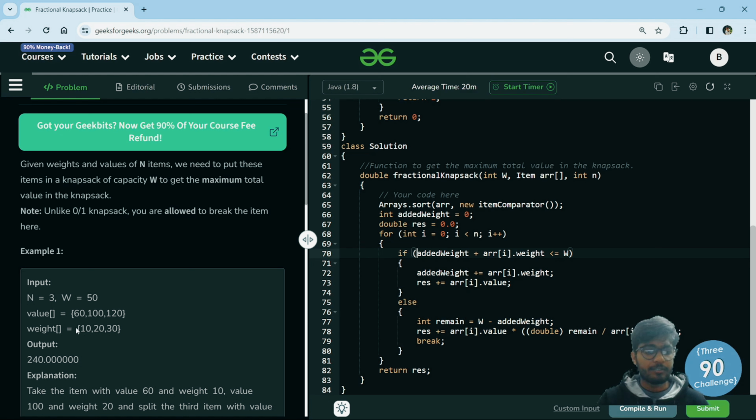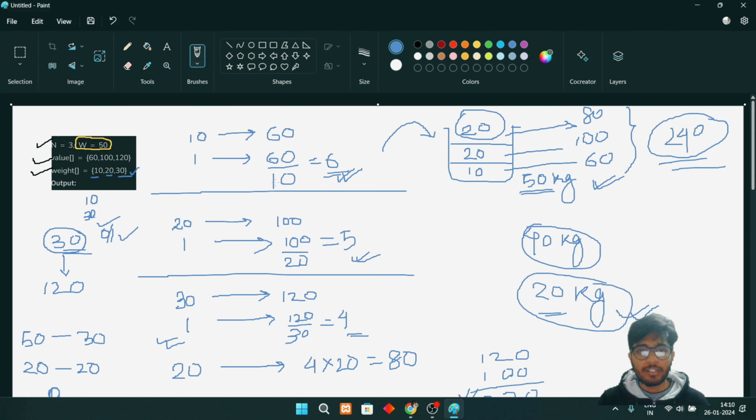So for the first case, the weight of the first item was 10 and there was no item in our knapsack at first. So the added weight value is 0. So 0 will be added with 10, which is less than or equal to our given capacity of the knapsack, that was 50. So if this condition becomes true, we will simply add the current weight into our knapsack, and we will also add the corresponding value of that item in our result variable. This is what we have done in our example.